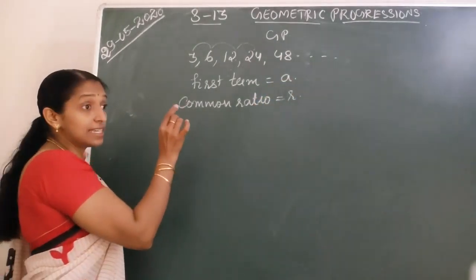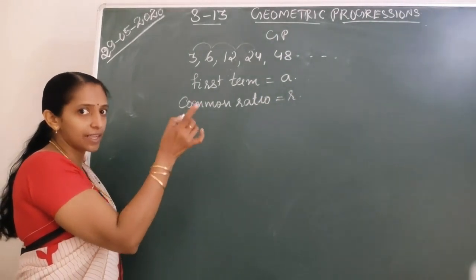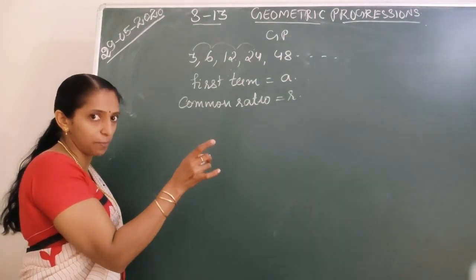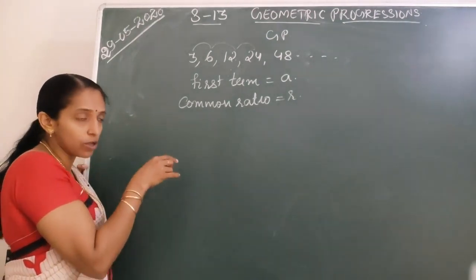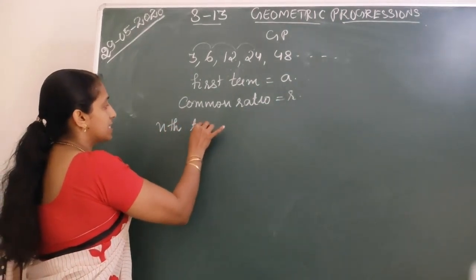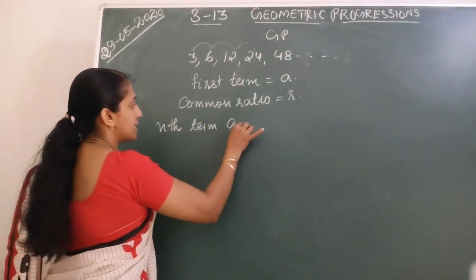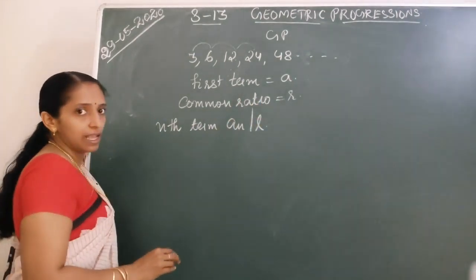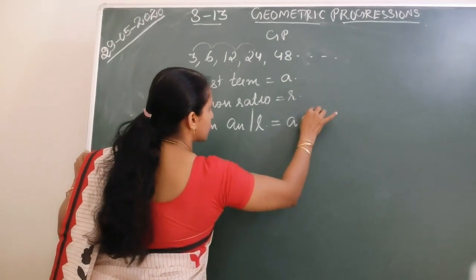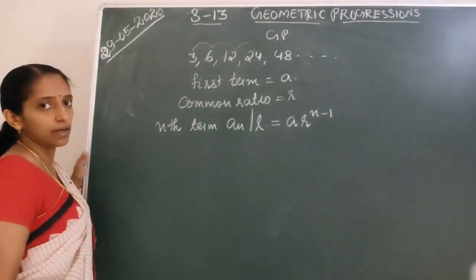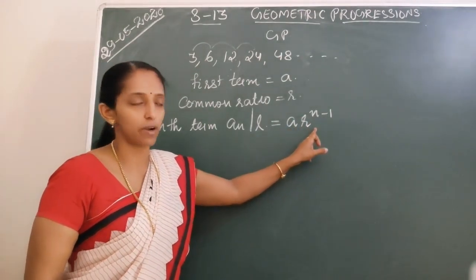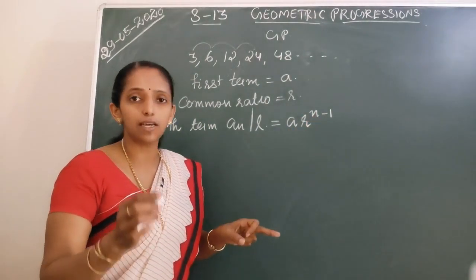Then the nth term of GP, as we have seen in the previous class the nth term of AP. So here we are going to see the nth term of GP. Nth term A_n, or another name is given L. It is given by the formula A into R to the power n minus 1, where A is the first term, R is the common ratio, and n is the number of terms.